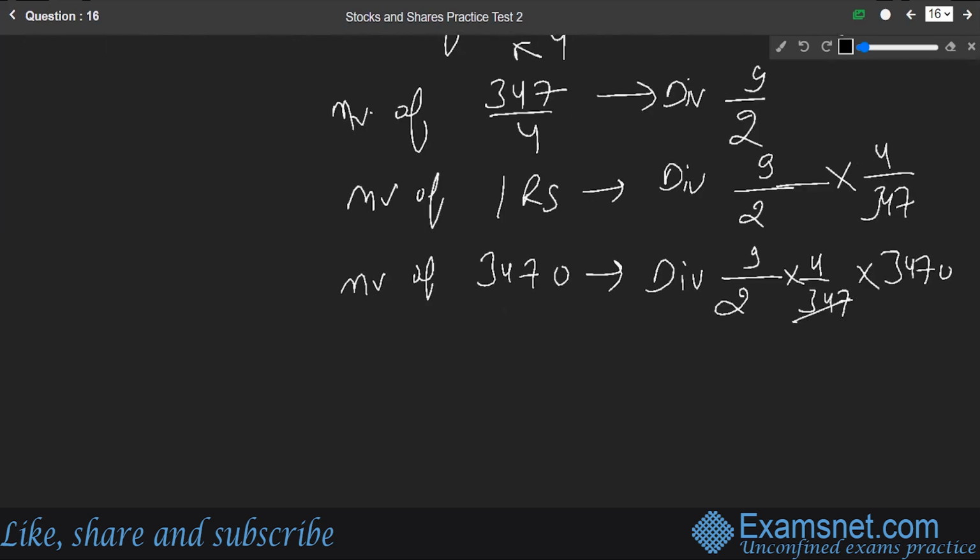Now let us cut down. 347 is cutting it by 10. Now this 2 can cut this 4 by 2. So 9 2s are 18, 10 times is 180 rupees. So that is the total income received. Rupees 180 is the final answer which is available.